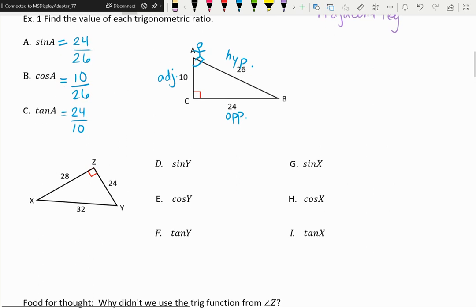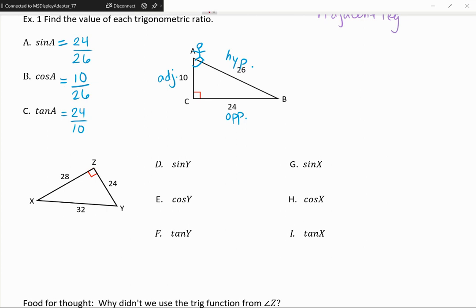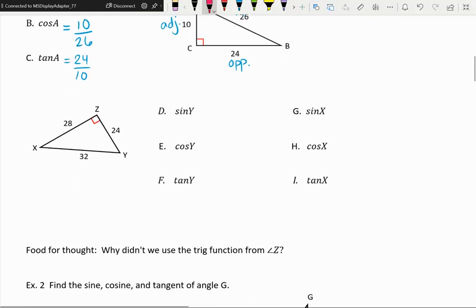All right, so the next picture, I have new values on my sides, and I am asked for the sine, cosine, and tangent of y, and then the sine, cosine, and tangent of x. Every time I go to a new angle, I'll have to rename my opposite and my adjacent sides. So I want to do all the y's first before I go to a different value. So I'm going to start at angle y. I'm at y. That's where I'm starting.